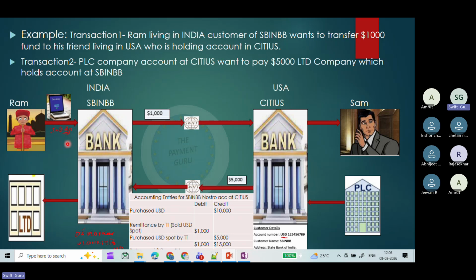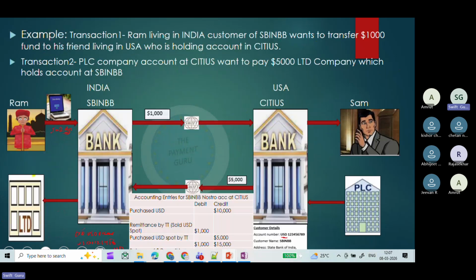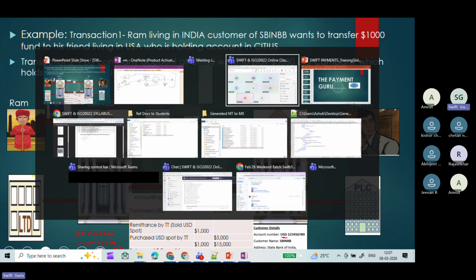All I wanted to explain is the definitions alone in the initial days, and once we reach the SWIFT topics, direct payment, serial payment, cover payment, all these things will be clarified in much more detail. Yeah, go ahead, Rasil.